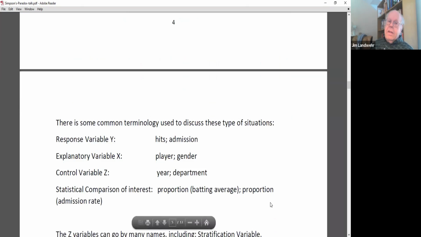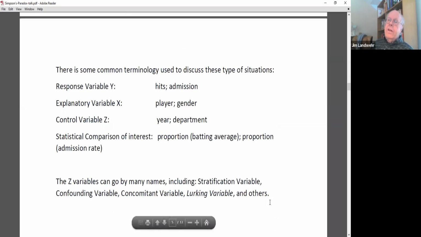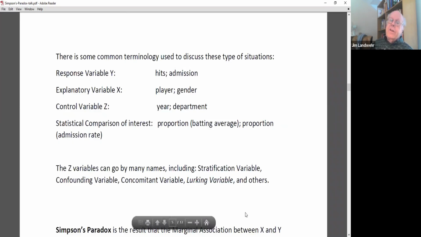So there's some terminology that's used for these types of situations. I just want to give you a little of the terminology and then how it fits into these two examples. So we have a response variable, a Y, and in the first one, it's hits. The players get hits or they make outs. The second one, it's admission. They either get admitted or they don't. Then we have an explanatory variable, X. The first one, it's the player, Jeter or Justice. And the second one, it's the gender of the applicant, male or female.